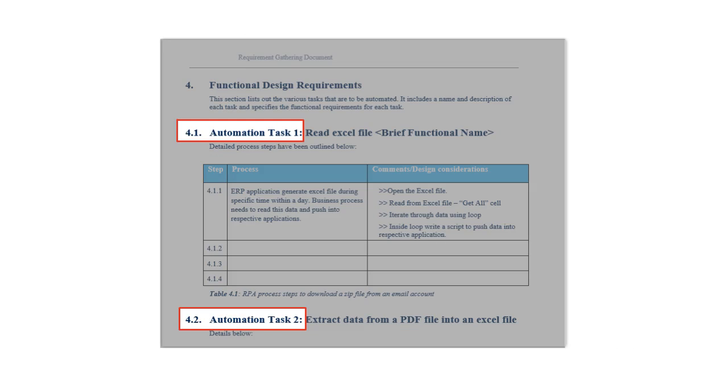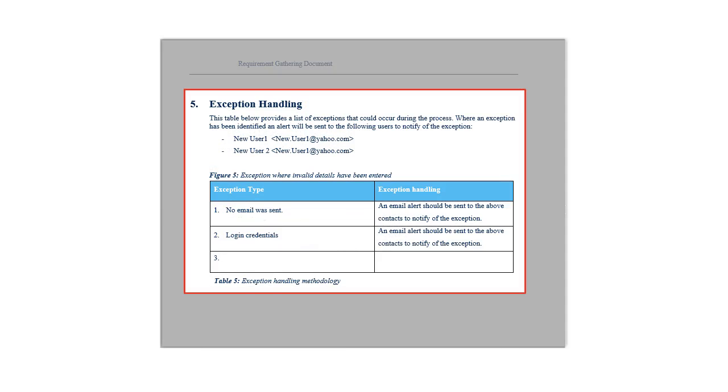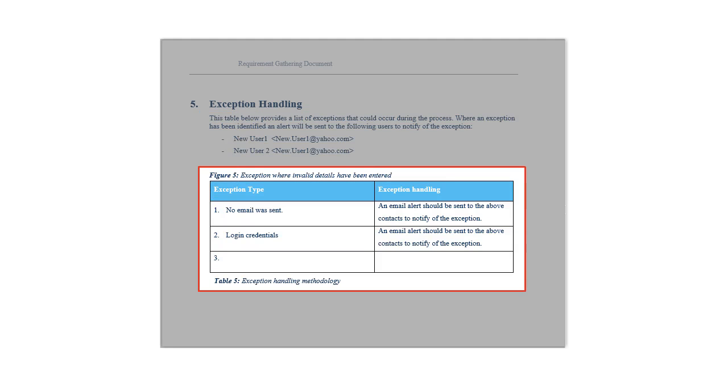Note that these tasks that you outline in this section are process-specific and again depend on the requirements of your project. Next, in the fifth section, list the exceptions that could occur during the process and also how the concerned stakeholders will be notified. This is an example of the type of exceptions that may occur and how they are handled.